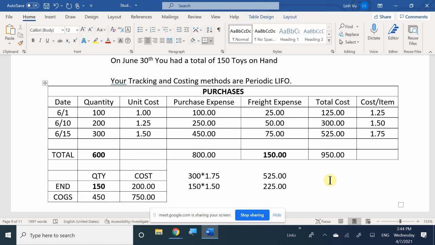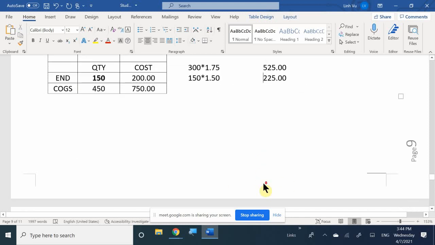So here we solved for our cost of goods sold of 750. We also solved for our ending balance to be 200 by utilizing the costing method of LIFO. We took from the last batch of 300, then we took away from the second batch of 200 to get a grand total of 750.